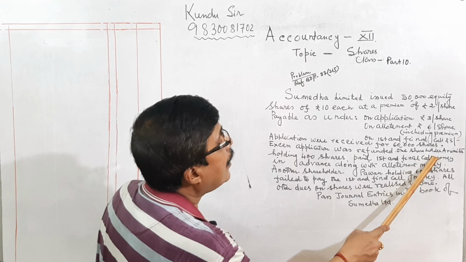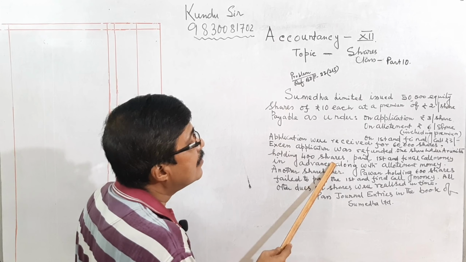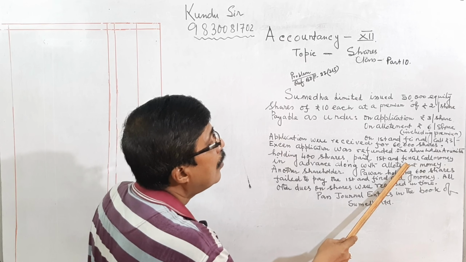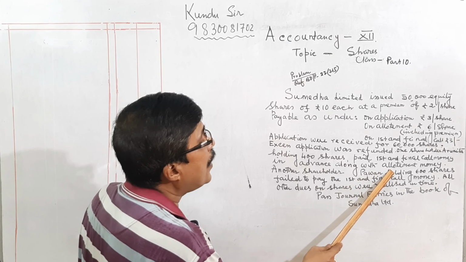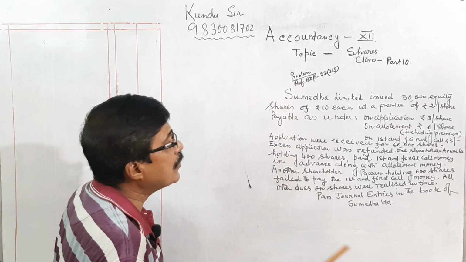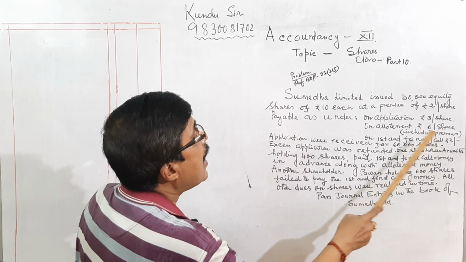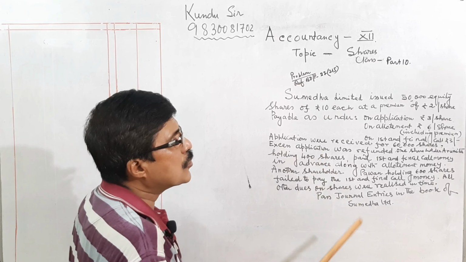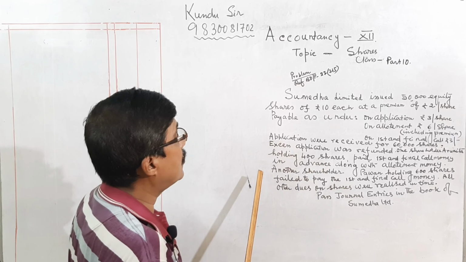One shareholder, Orunita, holding 400 shares, paid the first and final call money in advance along with the allotment money. That means Orunita paid the first and final call money at the time of allotment. That portion is to be transferred to the calls in advance account.